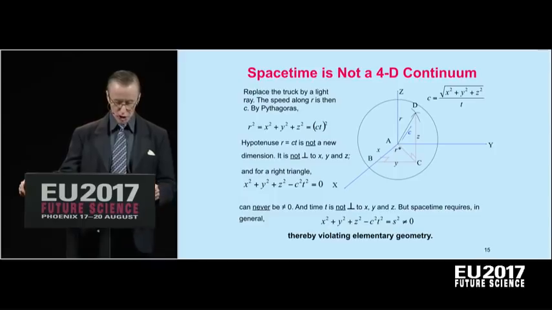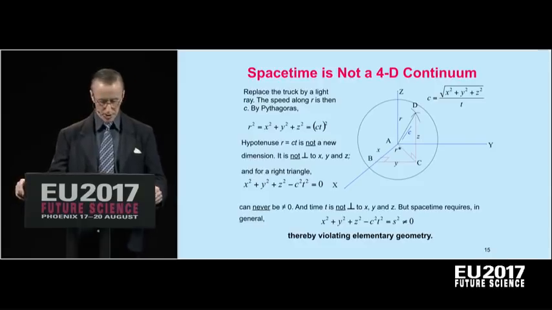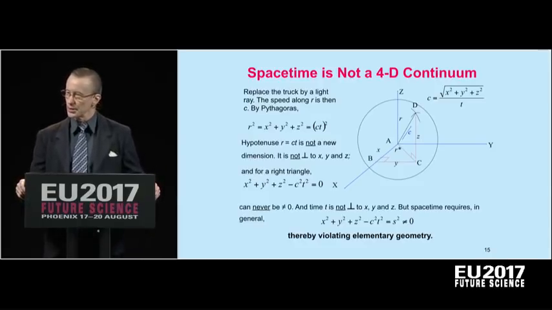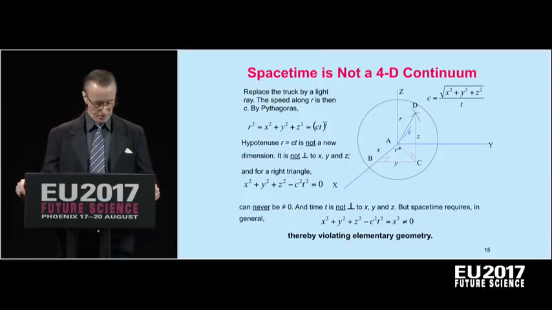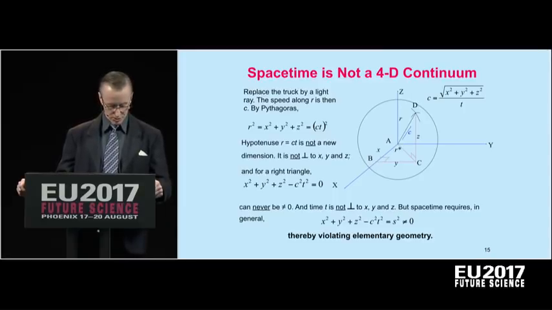So we see that space-time is not a 4D continuum. Let's replace the truck that was moving along from A to D by a light ray. Everything is exactly the same as before, except now the speed is not the speed of a truck, it's the speed of light. So the truck's not going from A to D, a light ray is going from A to D. Does anything else change? Not at all. And so now we come to what the cosmologists do, following Minkowski and Einstein.